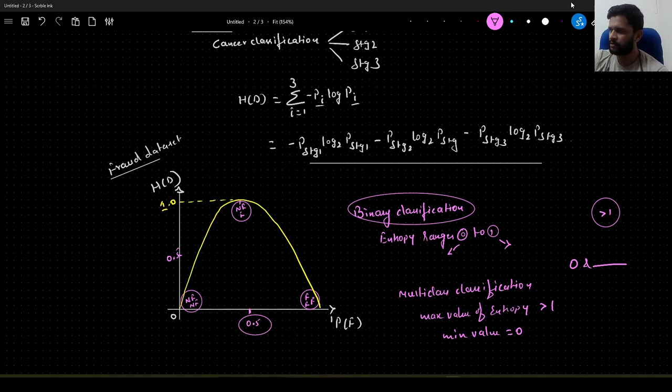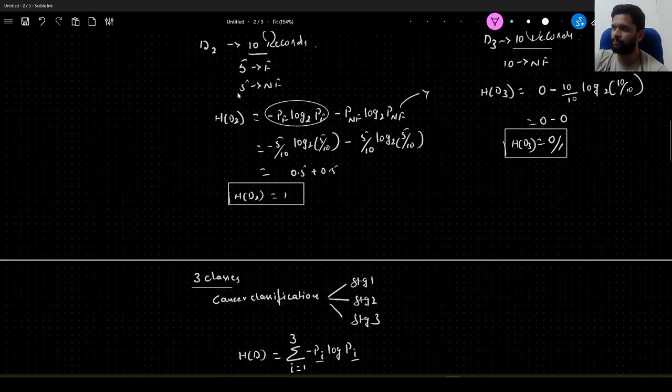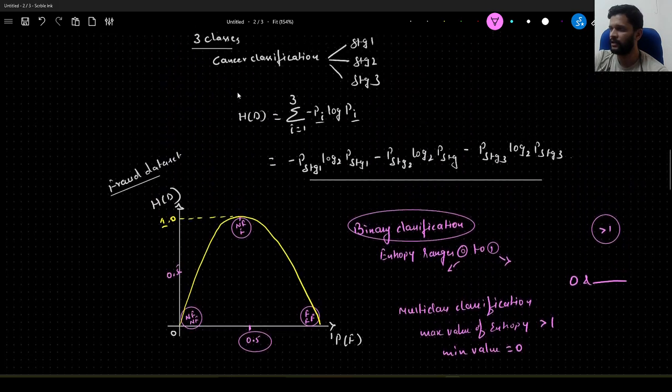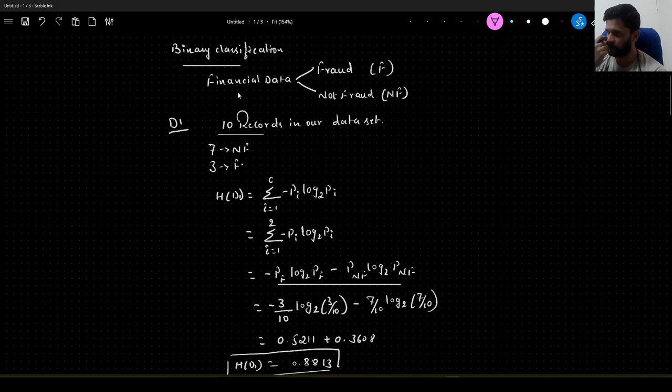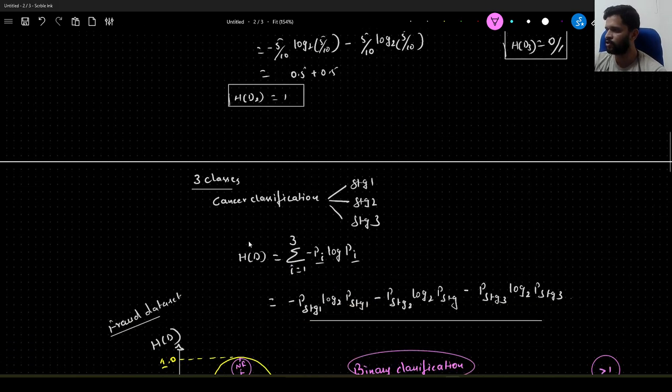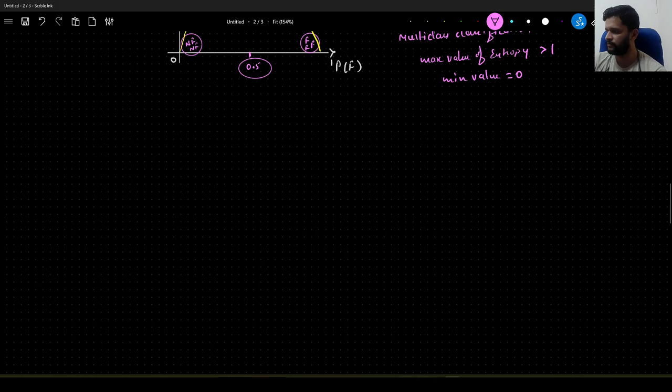Now let's take an example of a data set, and then we will understand how the decision tree works. Now that you have understood entropy, I will take an example of a data set. With the help of that data set, I will compute the entropy and also make you understand what we mean by information gain. Okay, so let me just copy the data set here.